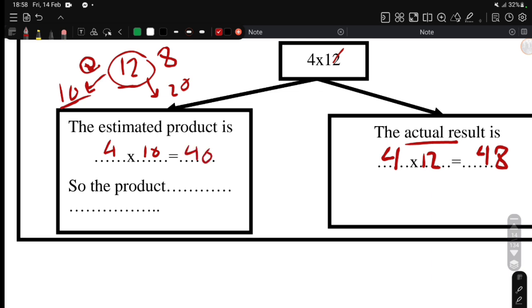Okay, as I see, 48 as a product, the product is more than what? More than 40, the estimated value.